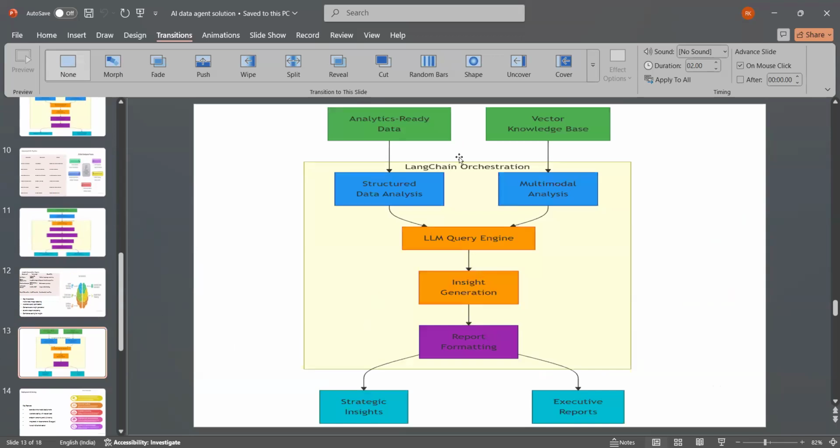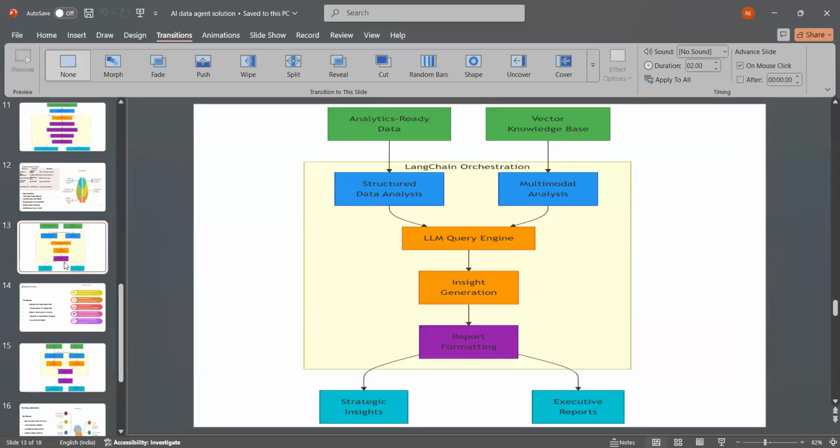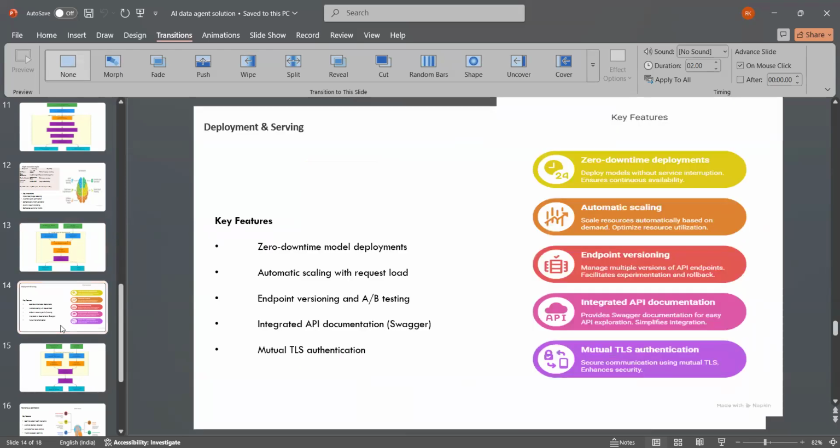Here is the process step by step. Analytics-ready data and the vector knowledge base, structured data analysis and multimodal analysis go to the LLM QA engine, then insight generation, and then report formatting and strategy insights, showing here executive reports. Then there is deployment and serving. The key features are zero downtime model deployments, automatic scaling with request load, endpoint versioning and A/B testing, interactive API documentation with Swagger, and mutual TLS authentication.